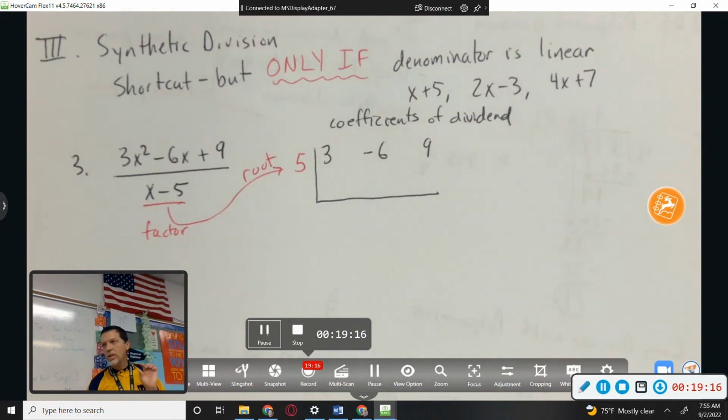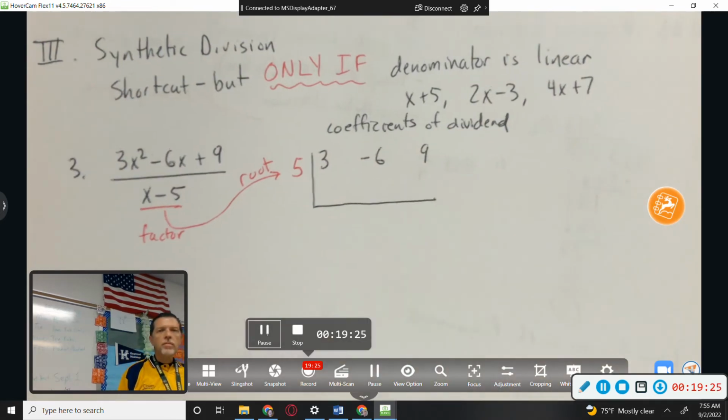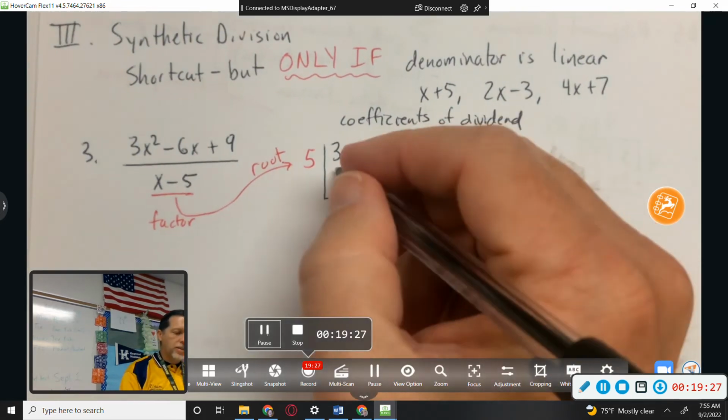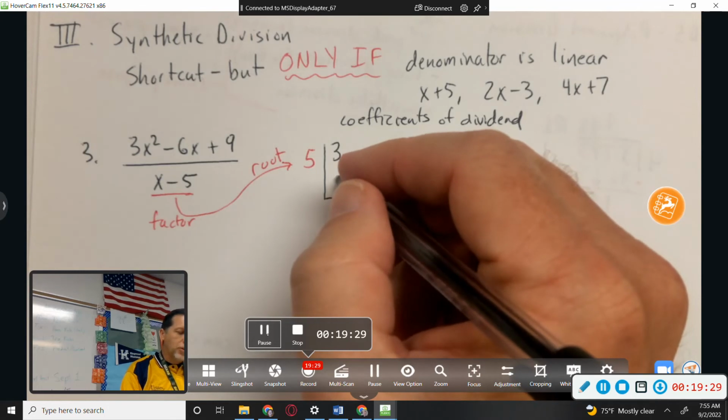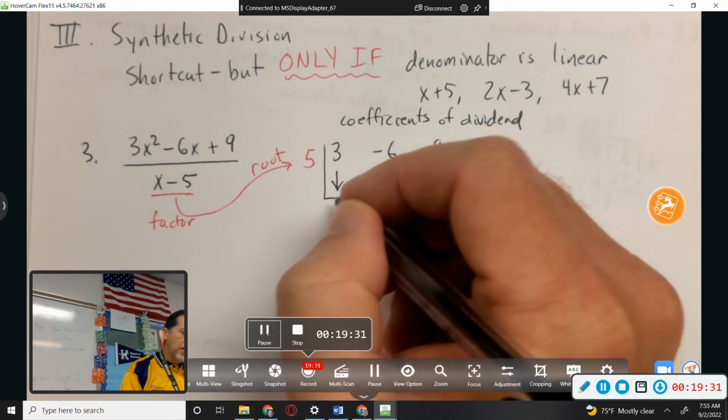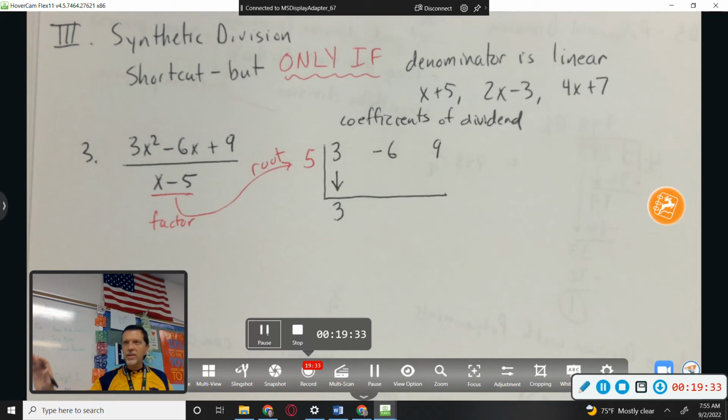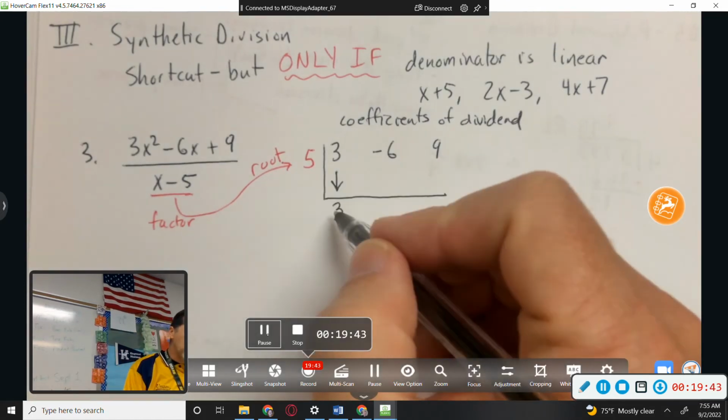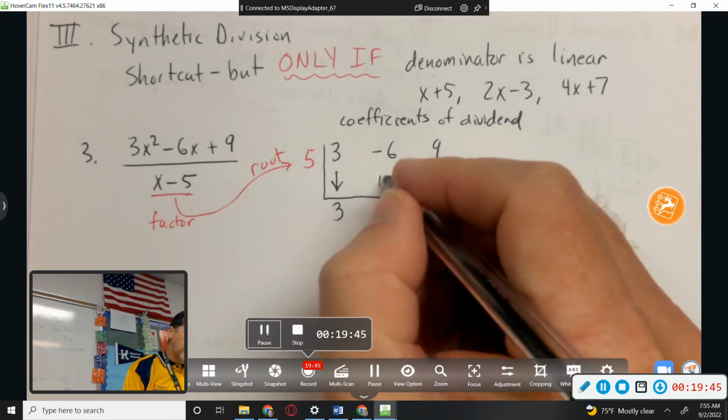So it's that whole factor, root, switcheroo, sign change thing. All right, here's the process. Sometimes people forget what to do first. Copy down the 3. Copy down the 3. Don't just move it down. Don't do anything with it. And then you're not doing any figuring out what divides into what. We're just going to multiply. 5 times 3 is 15.